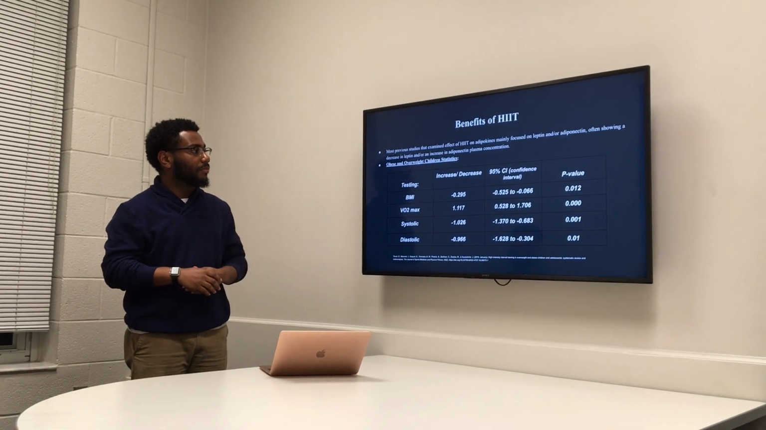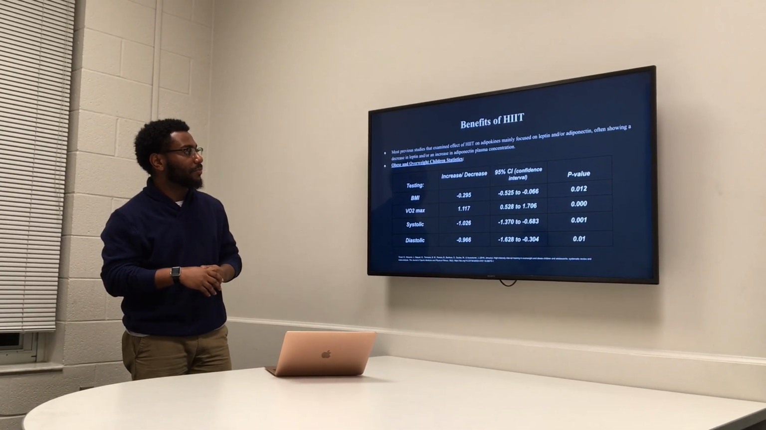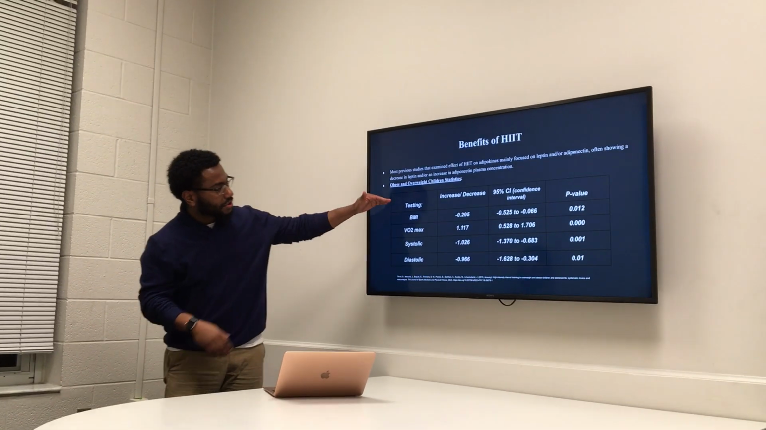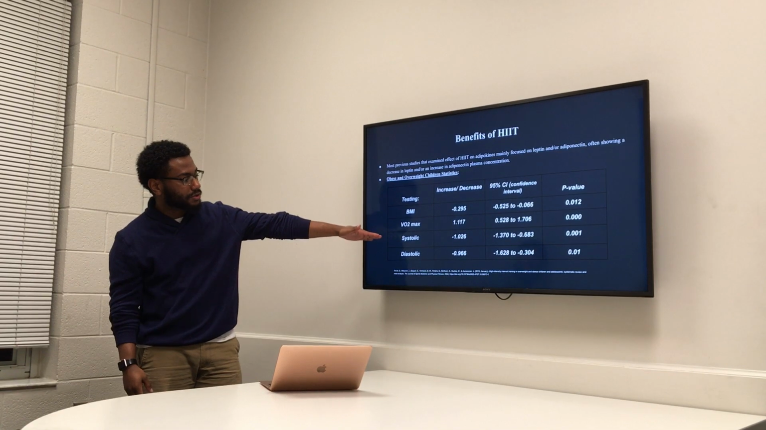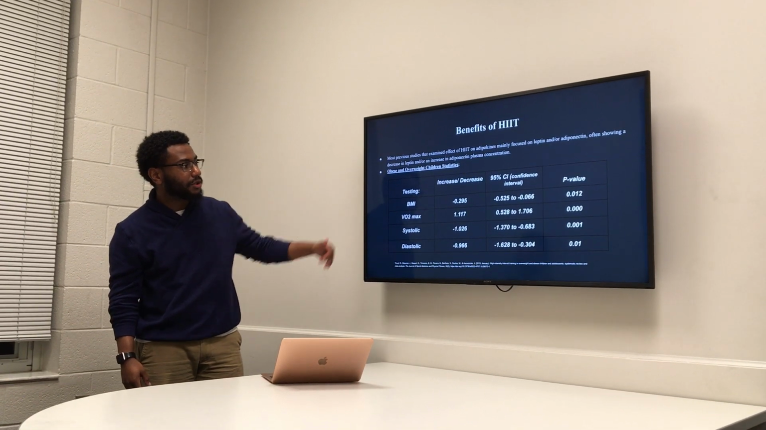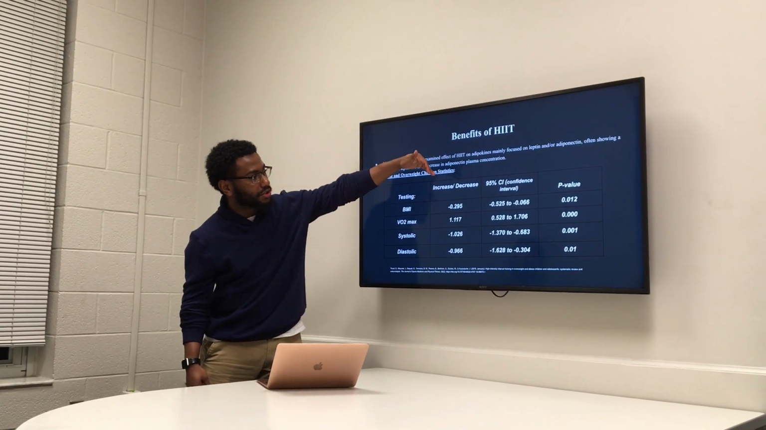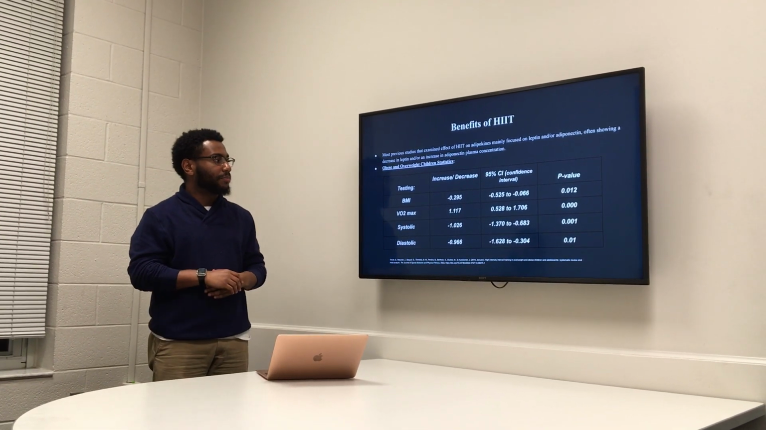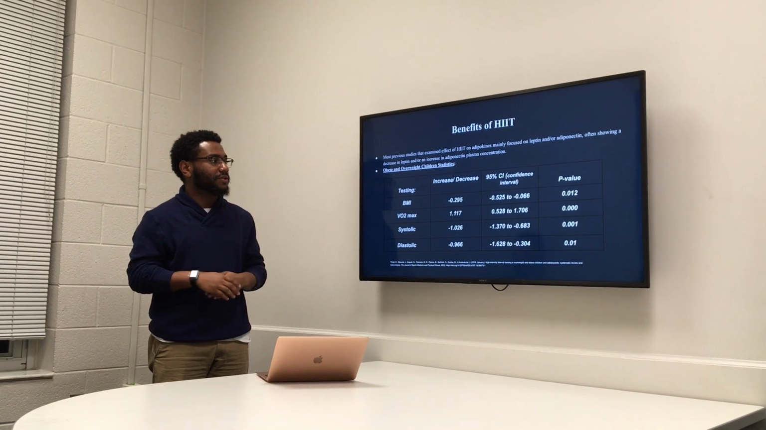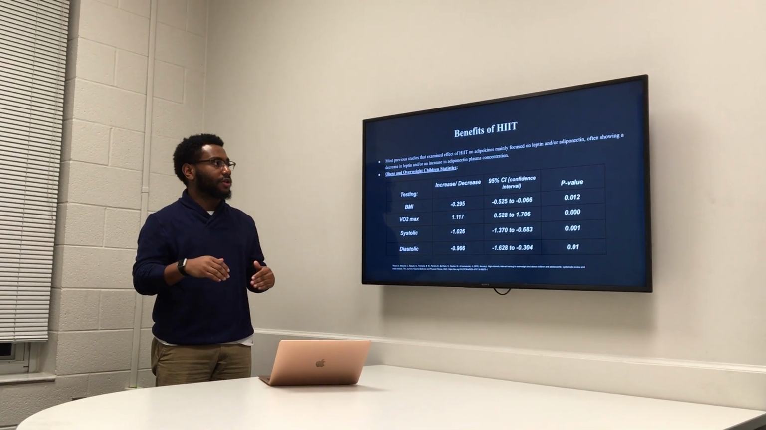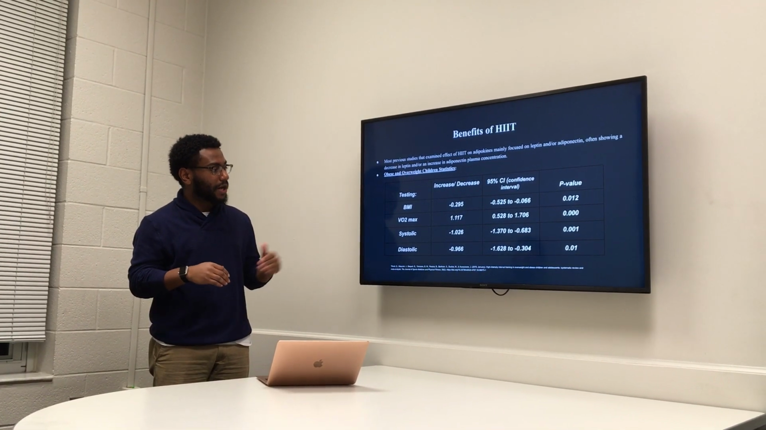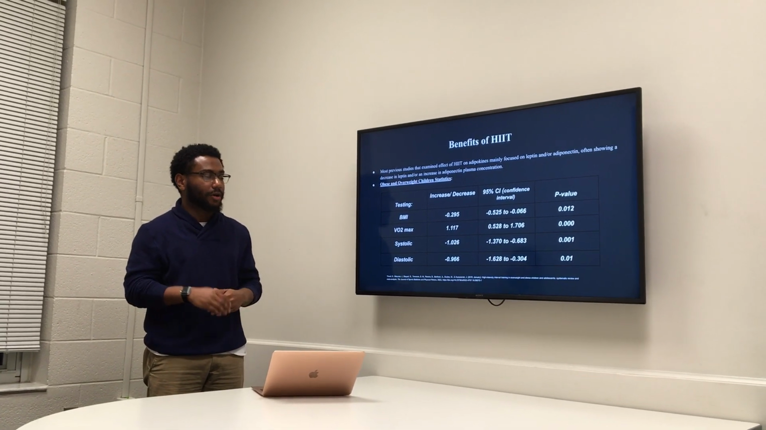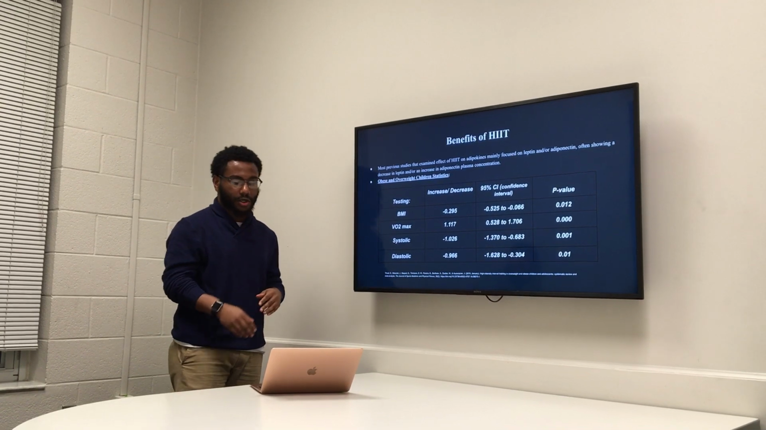Also from my graph right here, it is discussing obese and overweight children statistics. It is testing BMI, VO2 max, and systolic and diastolic pressure. It also has the increase and decrease, the confidence intervals, and the p-values. And from each one, body mass index decreases with HIIT training, and the VO2 max has an increase with HIIT training. Systolic and diastolic both have a decrease with HIIT training.